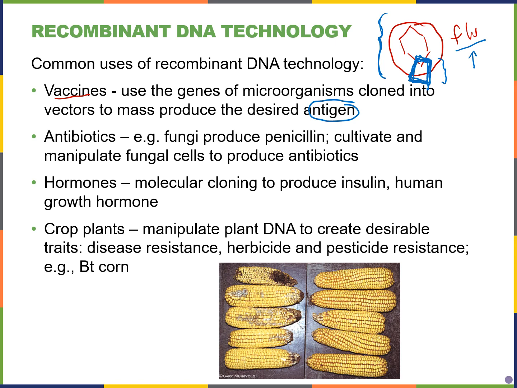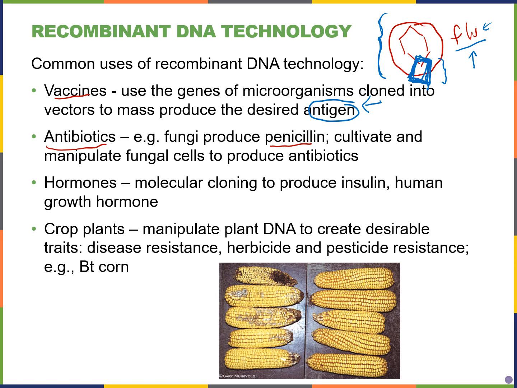So if we take genes from the flu virus, we can clone just that part of the virus, express the protein antigen, and use that as our vaccine. For antibiotics, this is just one example of what we can do, but we know that a fungus called Penicillium produces the antibiotic penicillin, but doesn't produce it in very large quantities.